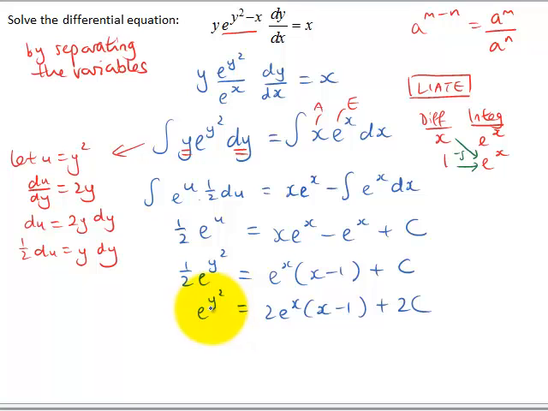To do that, I will have to ln both sides. So if I ln the left hand side, the e will be offset. So I'll just have y squared. And now I ln the right hand side. So I'll say that both of these general solutions can be accepted as the answer.